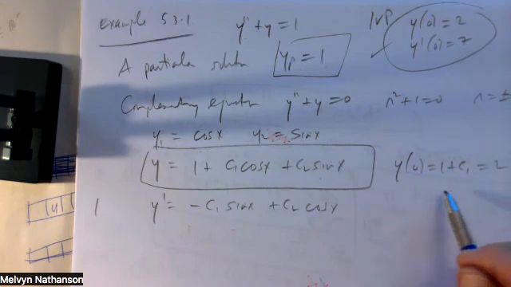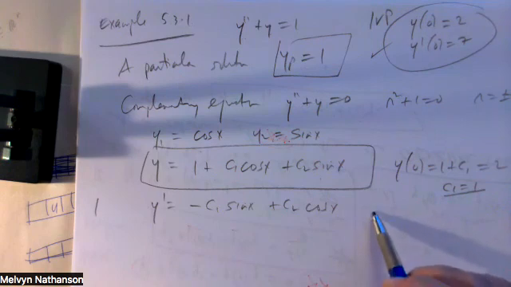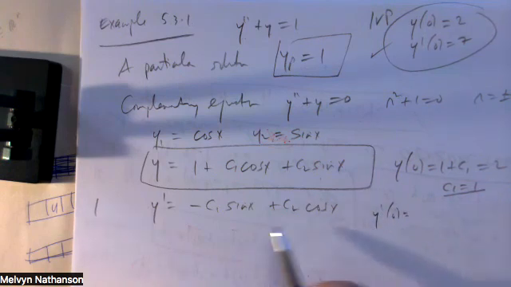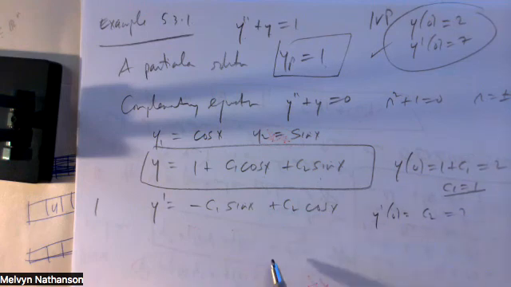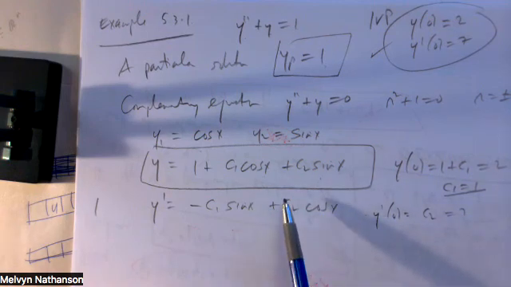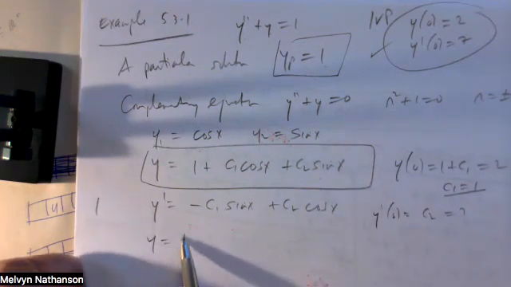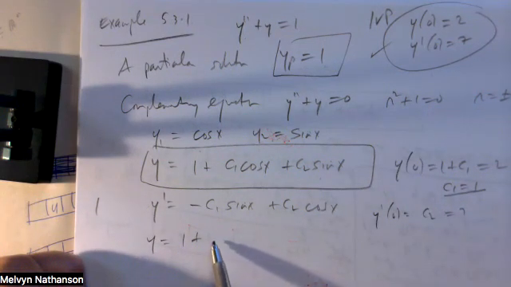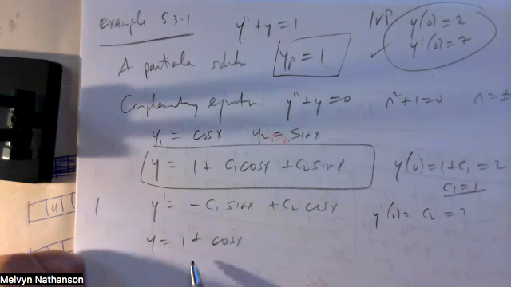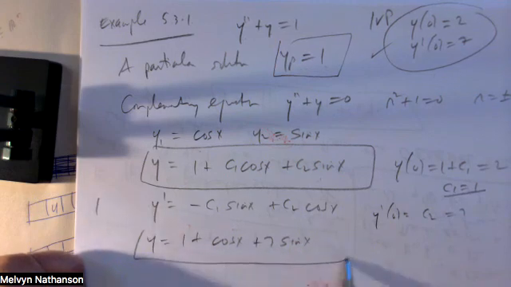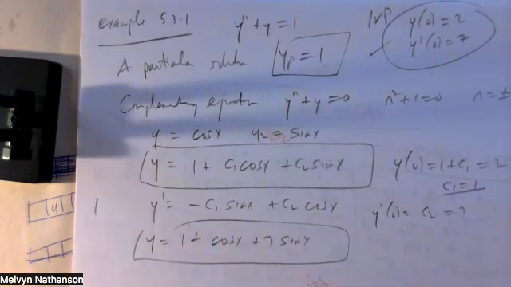and that has to equal 2, which means C1 has to equal 1. And y prime of 0 is C2, which has to equal 7, so C2 equals 7. So the particular solution that satisfies the initial conditions is y equals 1 plus cosine x plus 7 sine x. And that's the solution of the initial value problem.